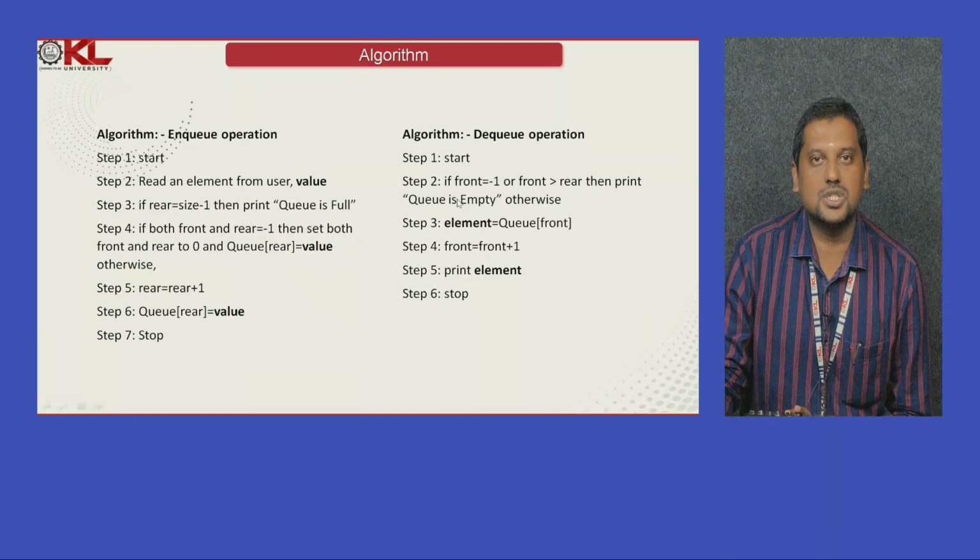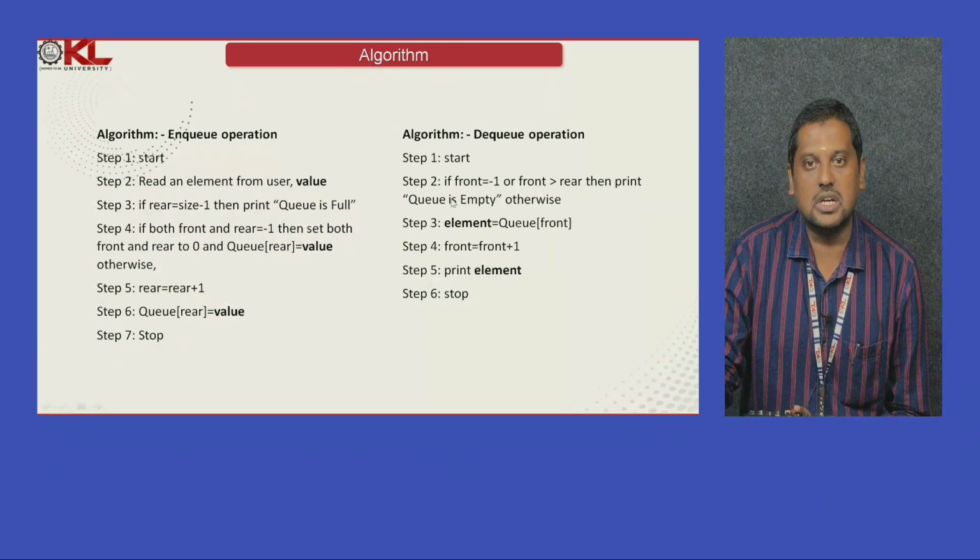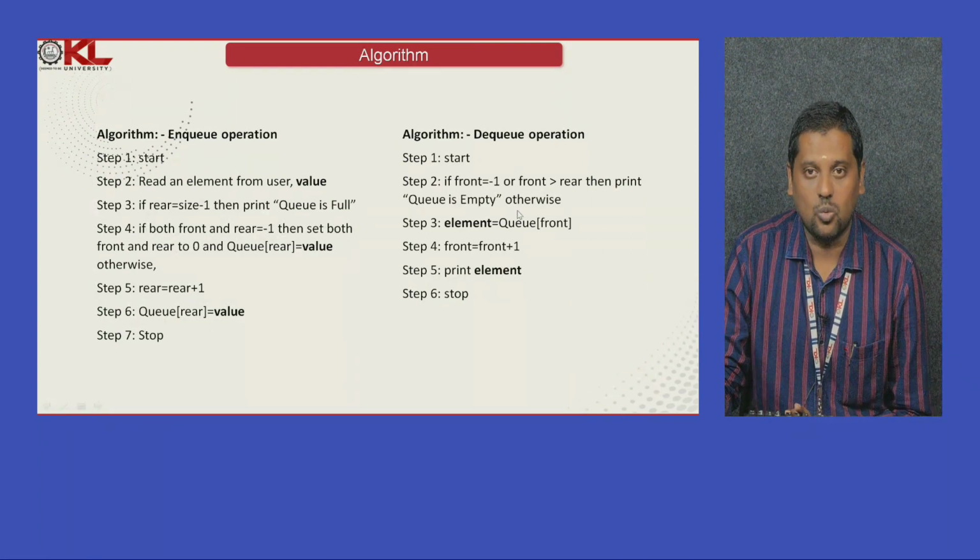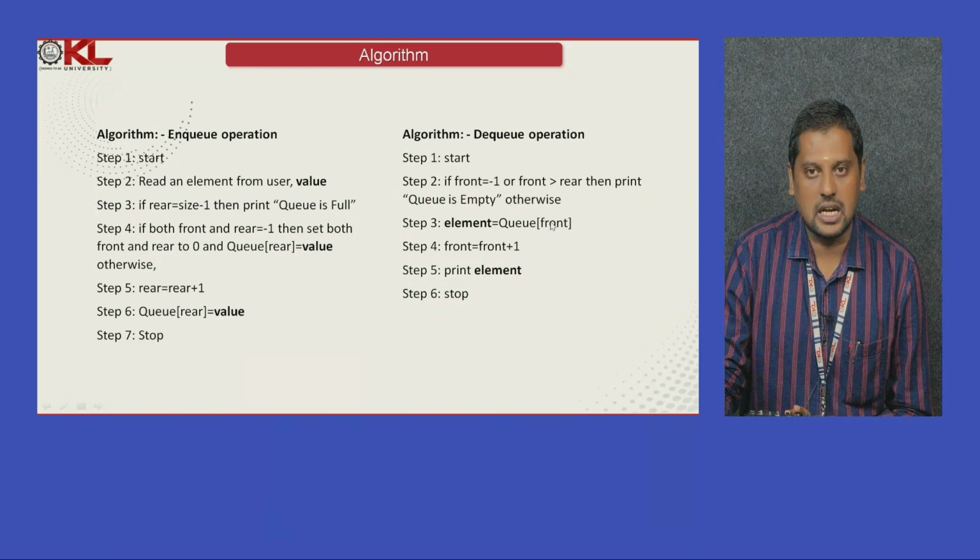It means there is no element in the queue. If there is no element in the queue, there is no need of deleting a value. In case there are some elements in the queue, what do we have to do? Directly, the queue value, the element we are supposed to delete, is assigned to a variable called element.